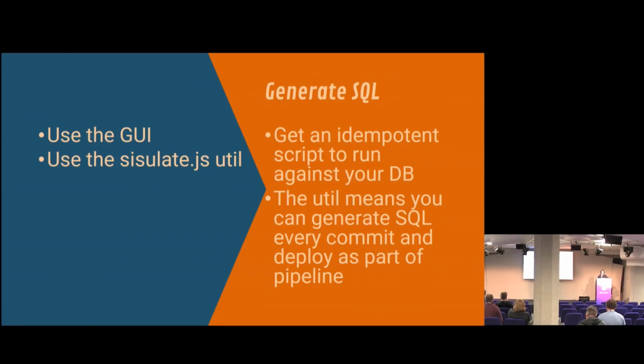So you build your model like this. And then the next step is to get ready to do a deployment. So you can use the GUI, or there is a JavaScript utility file called Sysulate, which will take an XML file representation and convert that into another form of output.